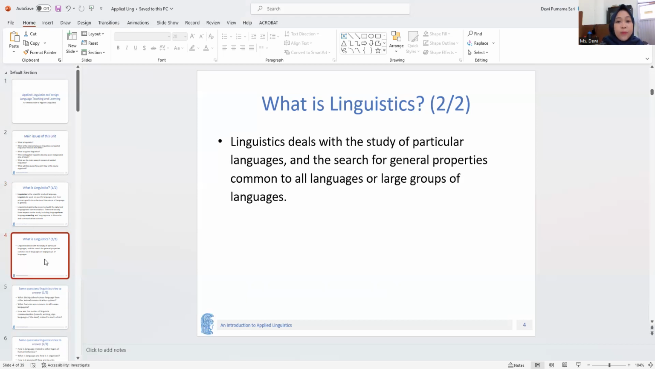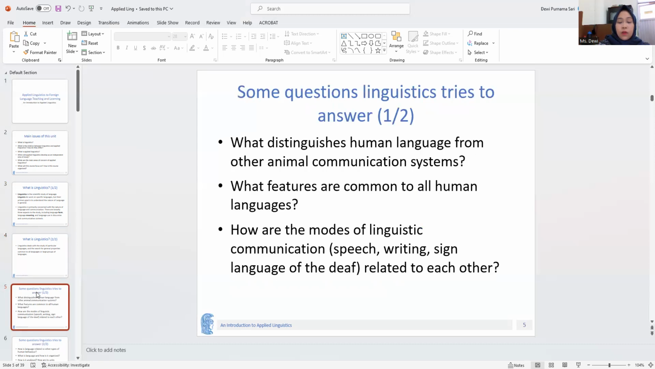Okay, another explanation. It also deals with the study of particular languages and the search for general properties common to all languages or large groups of languages. Here are some questions that linguistics tries to answer. The first one, what distinguishes human language from other animal communication systems?